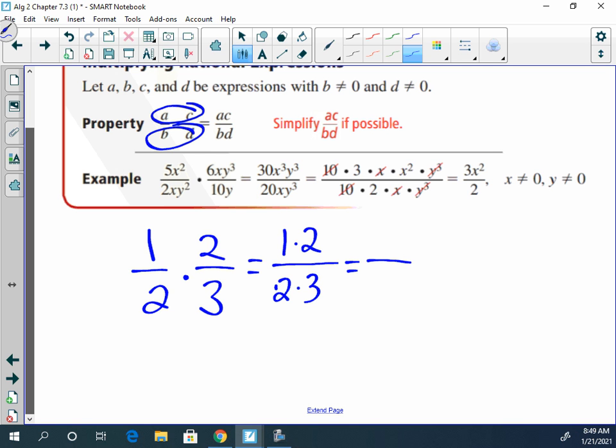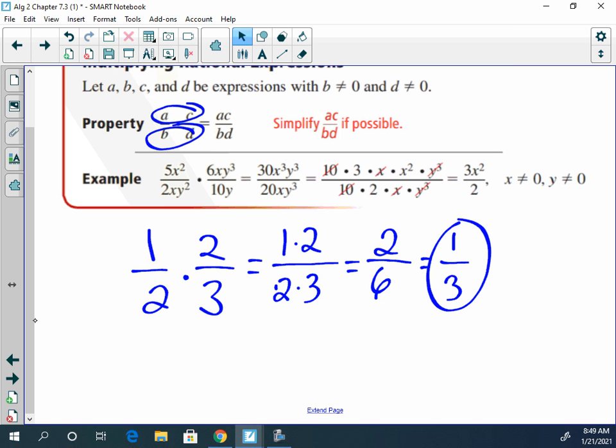Well, 1 times 2 is 2. 2 times 3 is, does that reduce? What would it reduce to? So even with these variables, we're going to do the exact same thing. We're going to multiply everything on top with everything on bottom. And then simplify down. Anything that's in common on top and bottom will reduce.